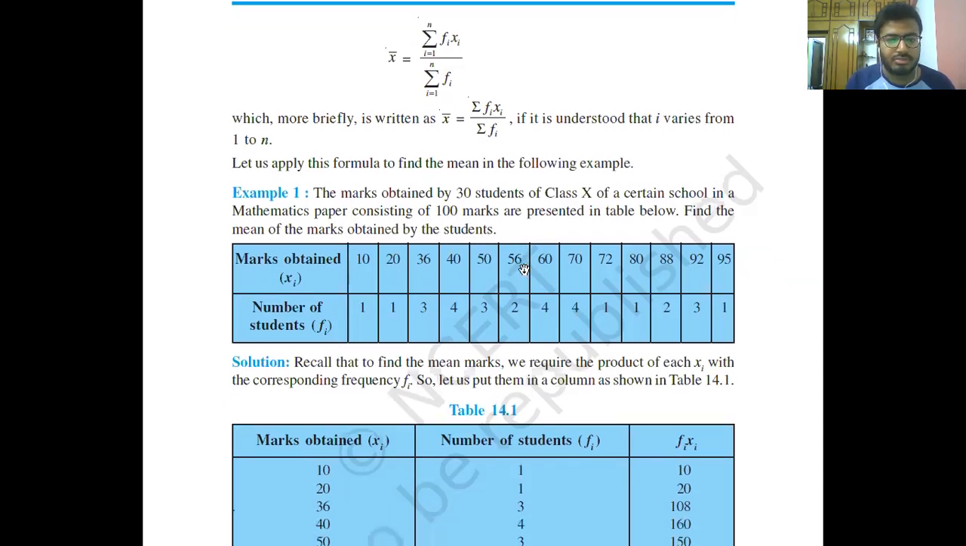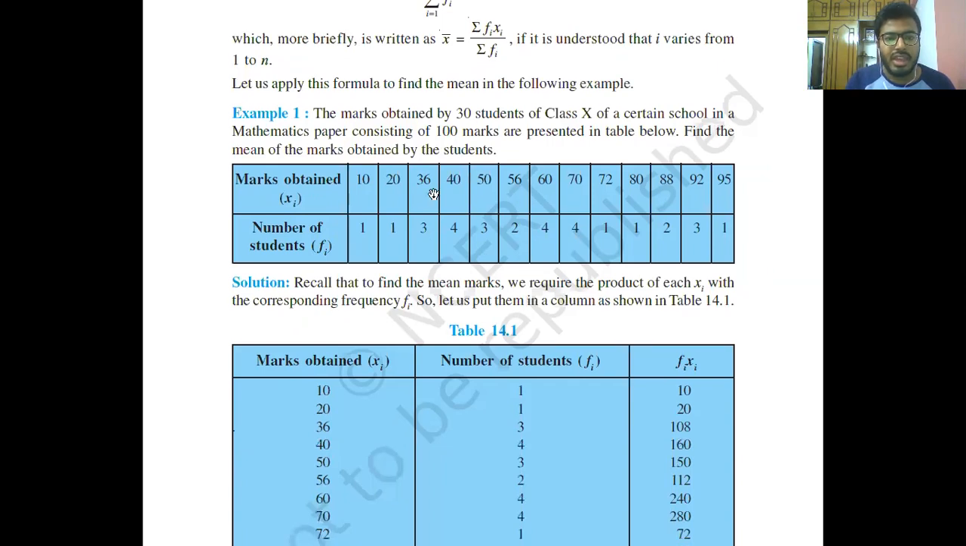Now, the marks are given one by one. 10 marks is obtained by 1 student, 20 marks by 1, 36 marks by 3, 44 by 4, 53 by 1, 56 by 2, 64 by 1, 74 by 1, 72 by 1, 81 by 1 student, 88 by 2 students, 92 by 3 students, and 95 by 1 student. So these are the marks and these are the numbers of students.